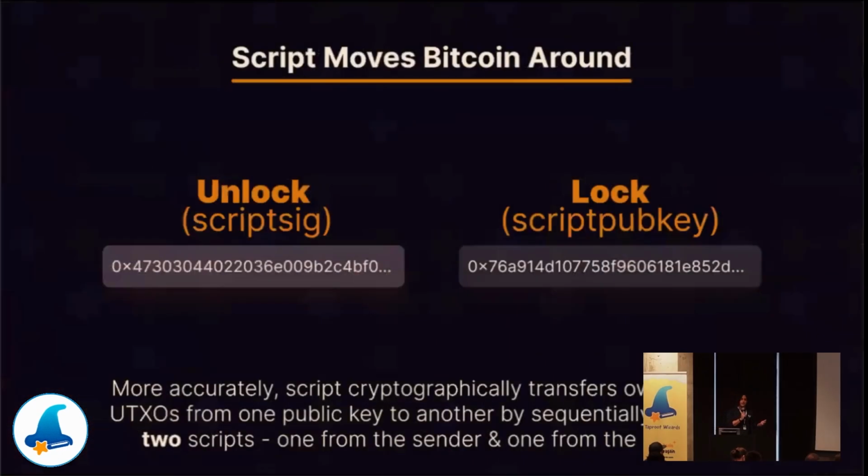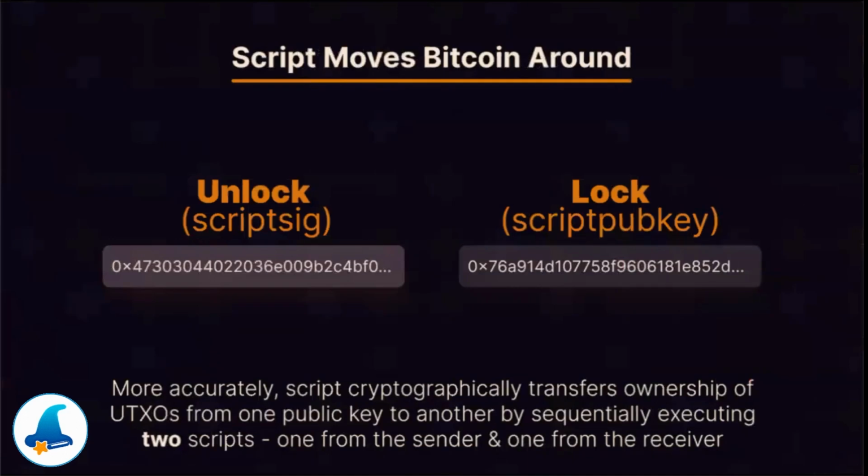So, context for the next opcode, and why else should you bother learning script? Real simply, script is what moves Bitcoin around. When you send Bitcoin from one wallet to another, that isn't technically what's happening underneath the hood. What really happens is you have a collection of UTXOs, or unspent transaction outputs, that you want to spend. And when you spend them, you transfer the ownership through some cryptography from one or more public keys to another public key.